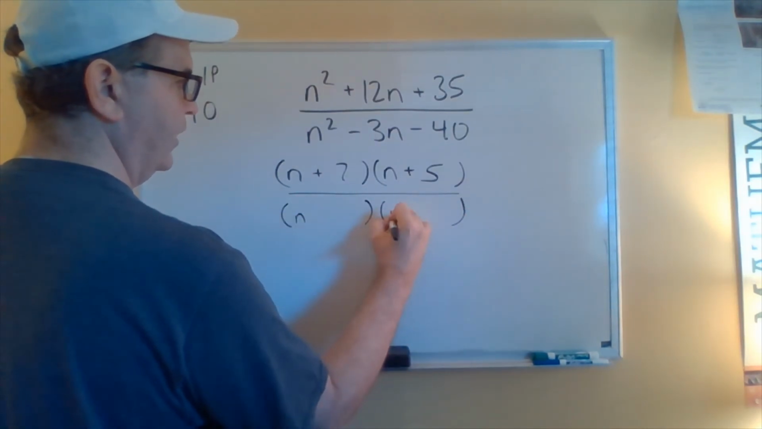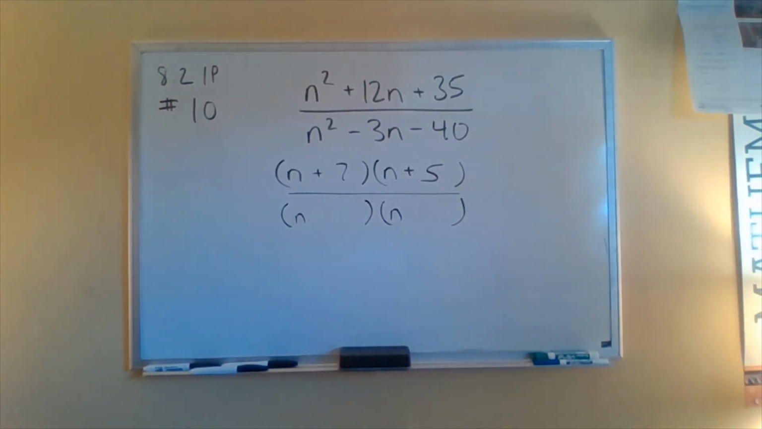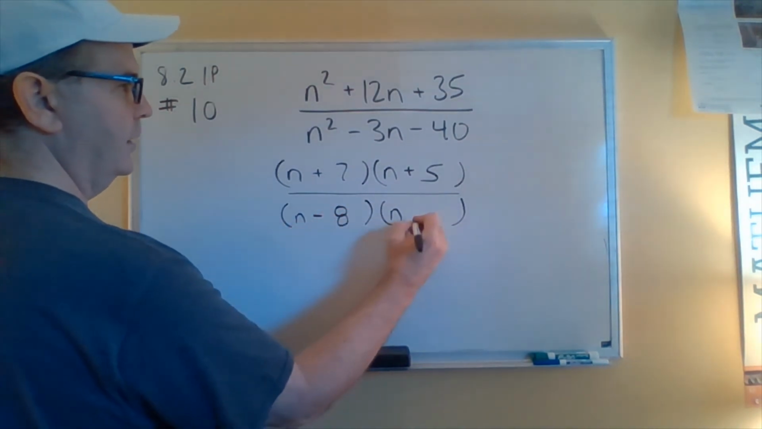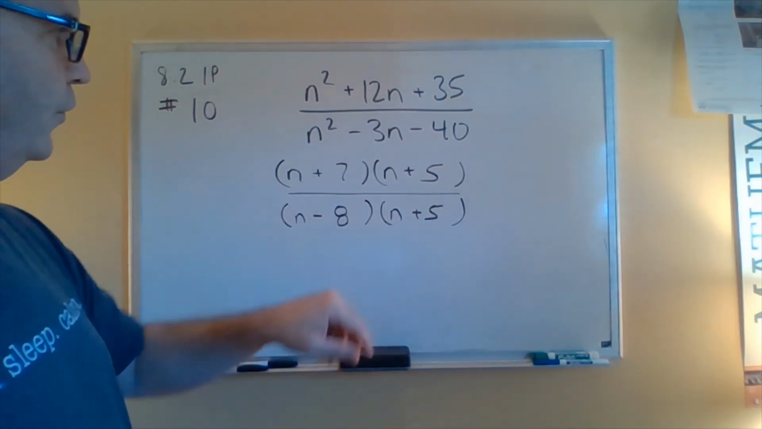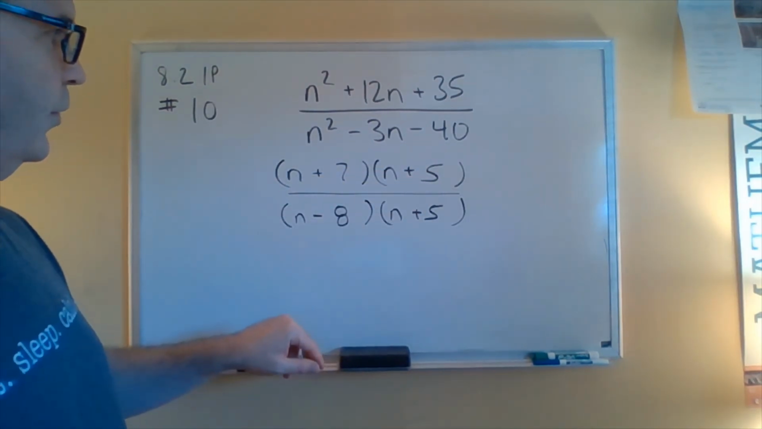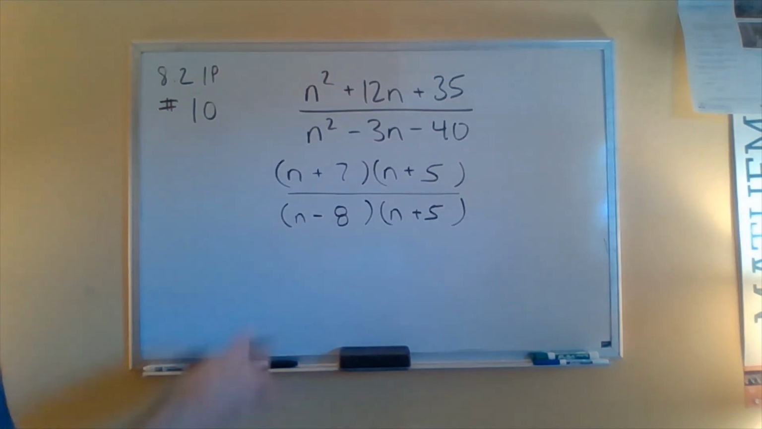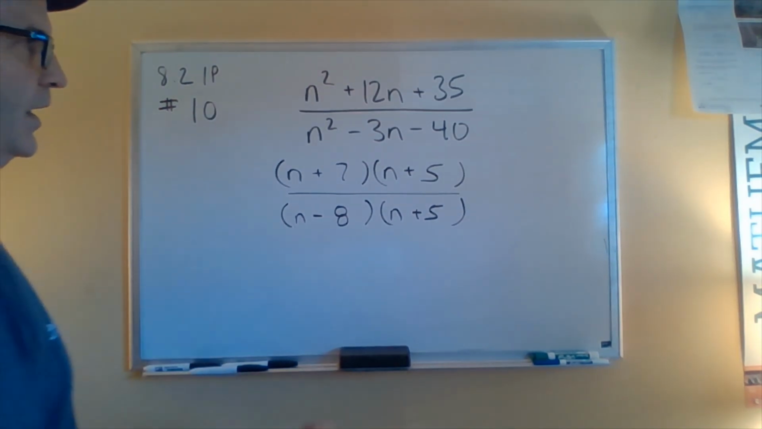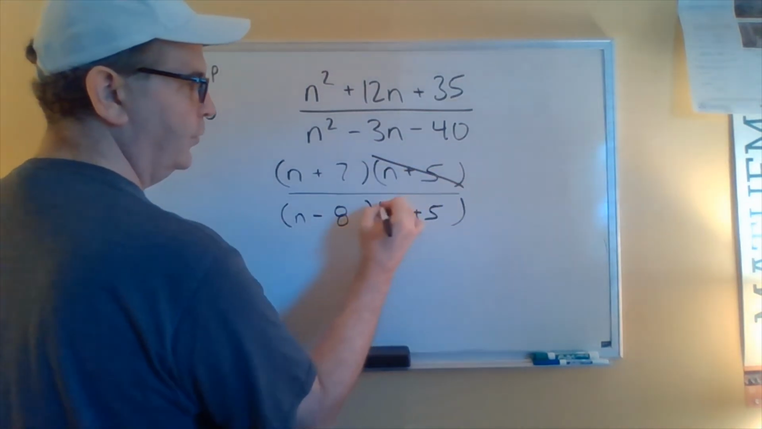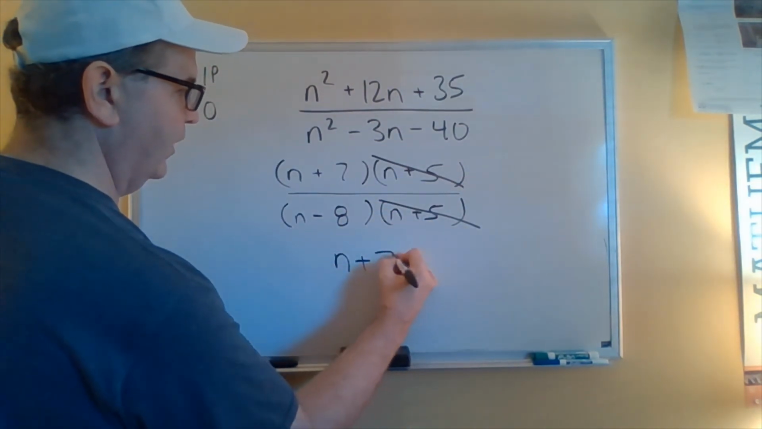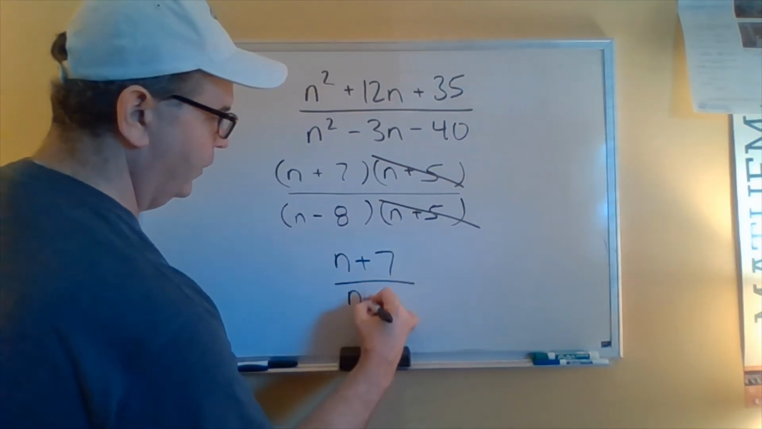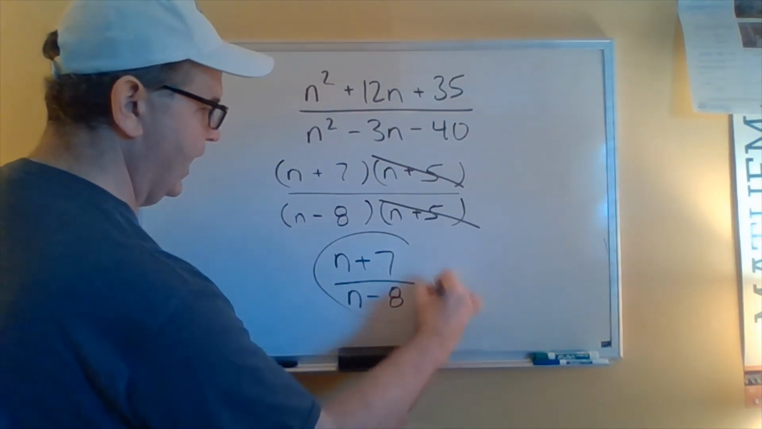How about our denominator? Are there two numbers I can multiply together to get to negative 40? Then when I add together, I get to negative 3. I do believe negative 8 and positive 5 will do it. Negative 8 times positive 5 is negative 40. And when I add negative 8 and positive 5, I do get negative 3. So that's the factored version of my denominator. I can cancel the factor of n plus 5 out of both the numerator and denominator. And that gives me my final answer of n plus 7 over n minus 8.